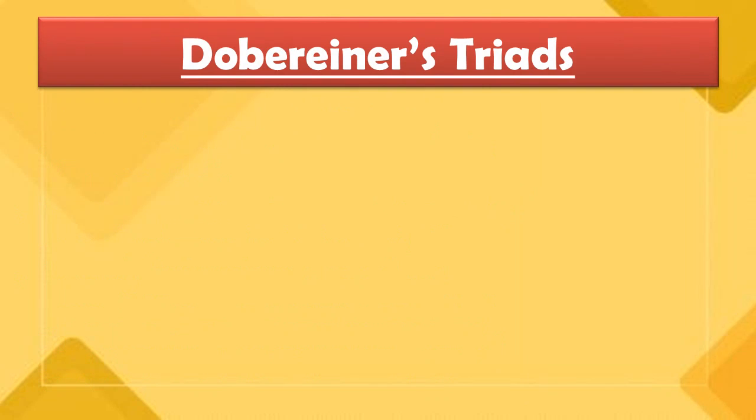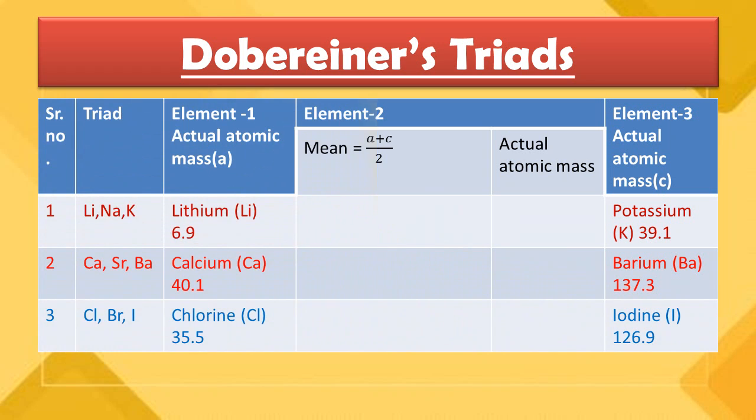Now let's understand this theory by taking some different examples. Here a table is given to us in the textbook, page number 16. Different columns are given here. In the first column, examples of triads are given. Three examples are given, of which the first is lithium, sodium and potassium. This is one triad. The second example is calcium, strontium and barium. This is the second triad, and the third is chlorine, bromine and iodine.